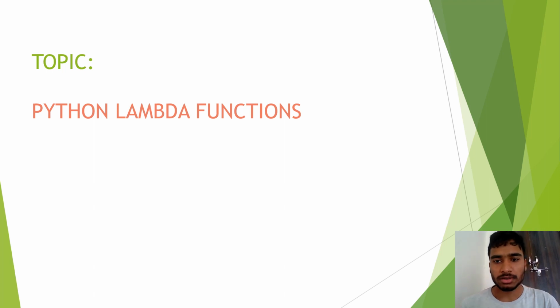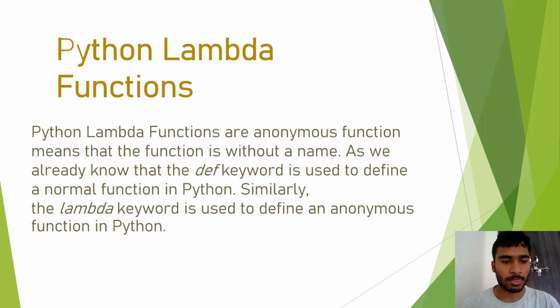The topic is Python lambda functions. Python lambda functions are anonymous functions, meaning the function is without a name. As we already know, the def keyword is used to define a normal function in Python. Similarly, the lambda keyword is used to define an anonymous function in Python.